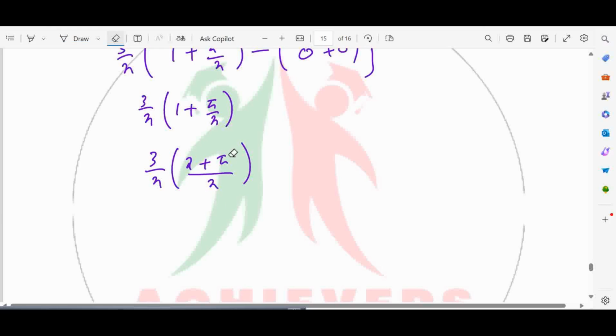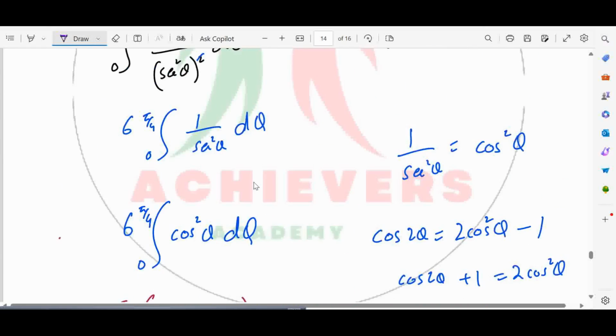Or we can directly multiply 3 by 2 with the bracket. So we will get 3 by 2 plus 3 by 4 pi. This will be the final answer. I think yes, this will be the final answer. We need to write the answer in this form.